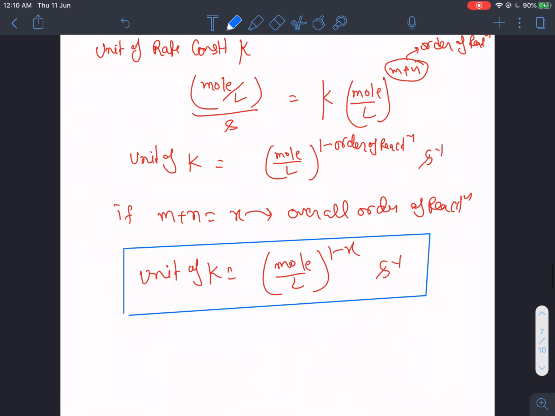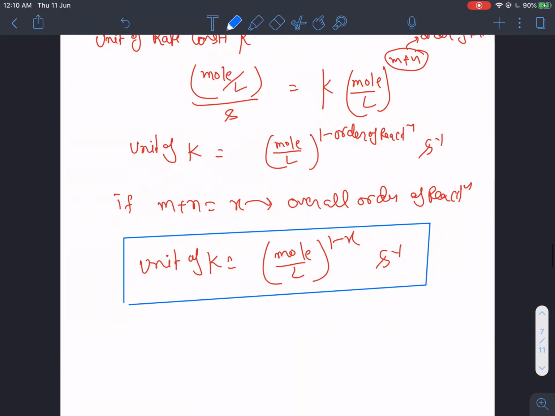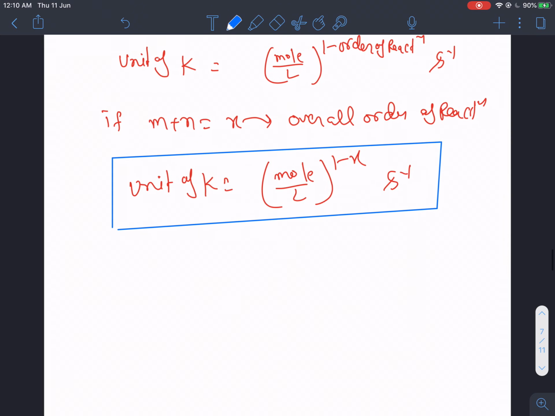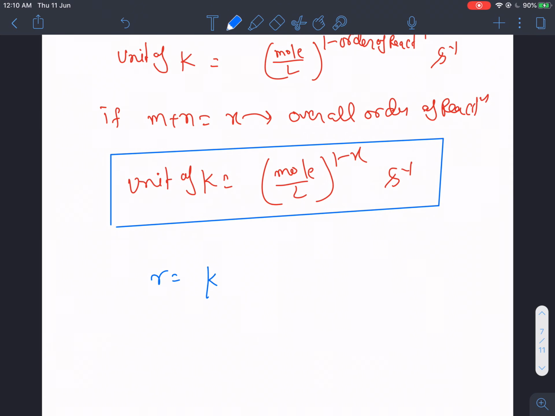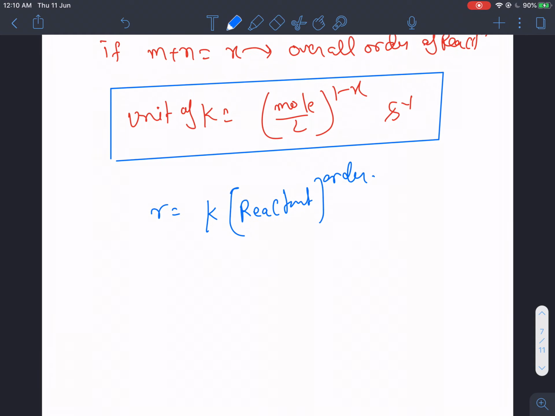Now coming to the expression of rate constant, guys. Now as you have seen, rate is equal to K into reactant to the power order. So the active mass of the reactant to the power order. Now as you can see, this particular term has already taken the part of concentration. Then obviously everything else about solvent, temperature, catalyst, everything will be taken by this K.